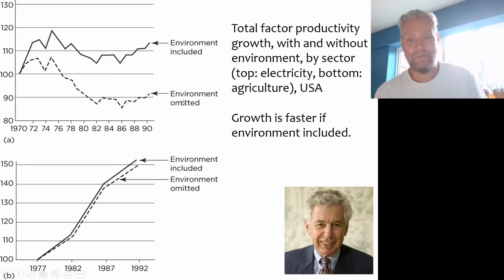But if instead you focus on electricity, then with the environmental inputs omitted, you seem to have shrunk. You've gone from 100 to around 90 in a 20-year period. Whereas if you include the environment, you in fact grow from 100 to 110. So practically these things can matter, and they really can mess up your growth accounting of the economy.